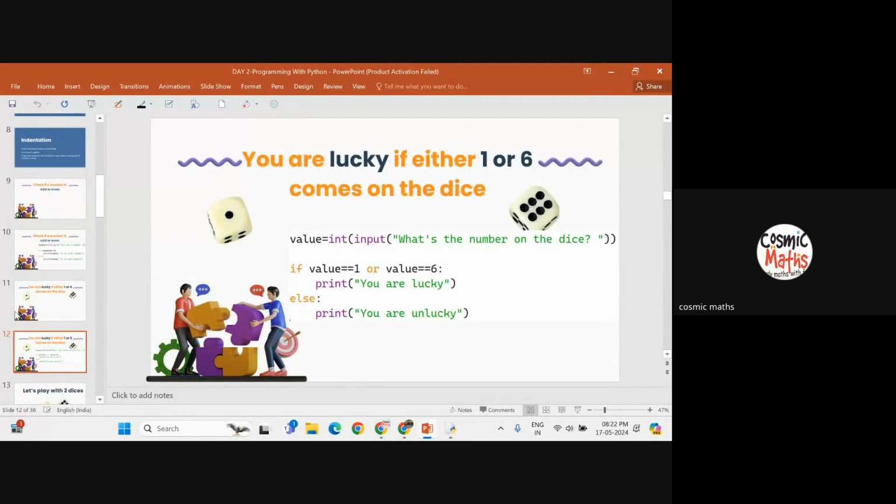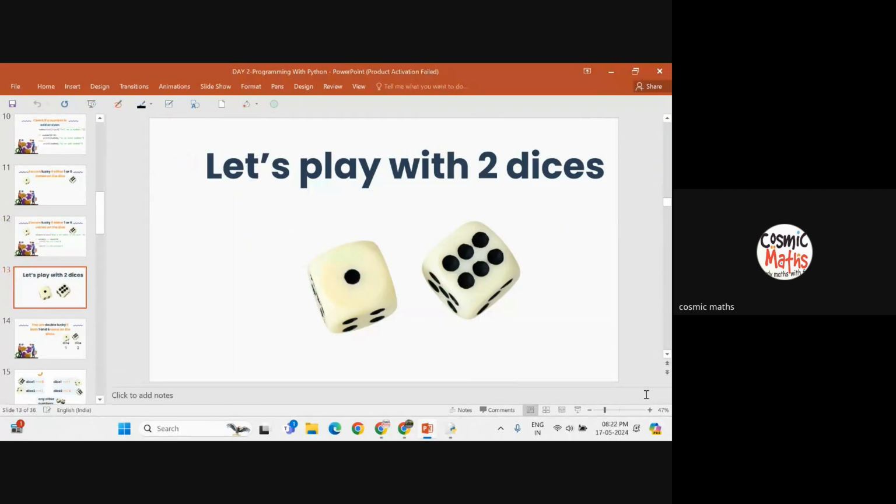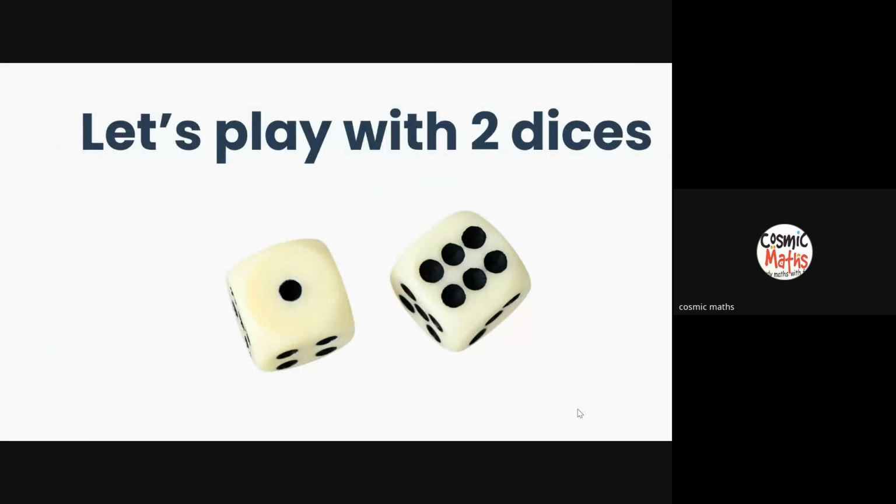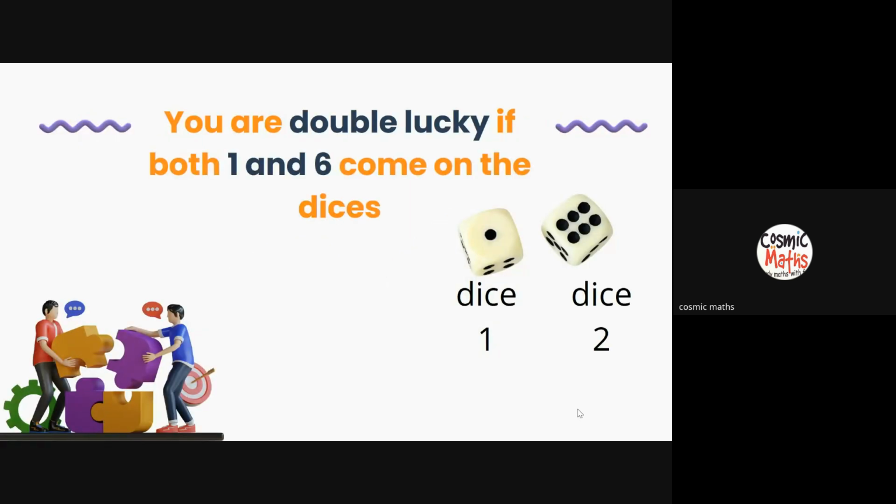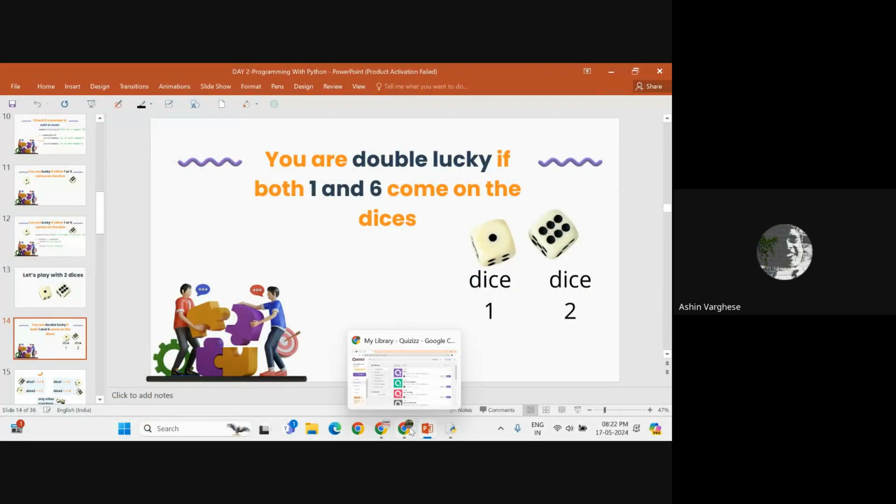So this was the code. Now we're changing things up a little bit. Now we're playing with 2 dice. So now what happens? We have a problem. I want to print "you're double lucky" if both 1 and 6 come, that is, both 1 and 6 should come in 2 different dice. Then I have to print "you're double lucky". Is the question clear? We're playing with 2 dice here.